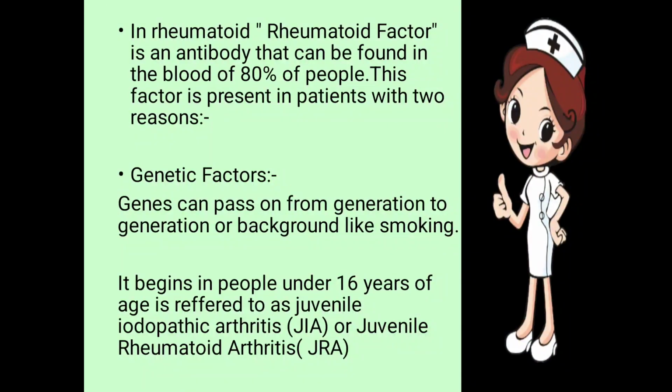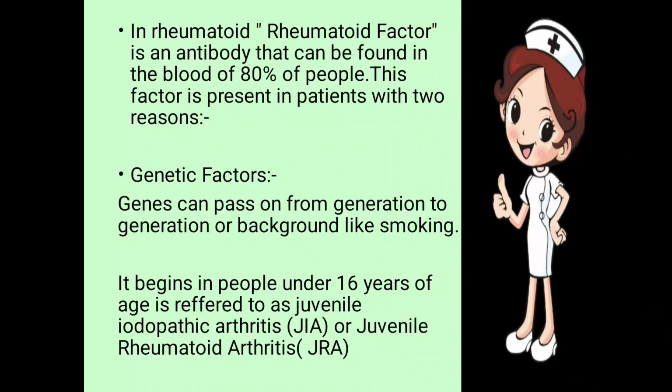In rheumatoid arthritis, the rheumatoid factor is an antibody and can be found in the blood of 80% of the people. This takes place due to two reasons. The first one is genetic factors. Genes can pass on from one generation to another, or someone may have a background like smoking.